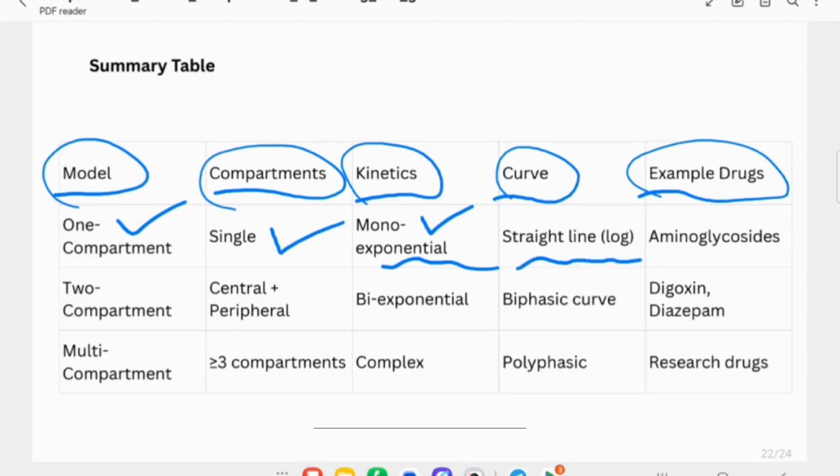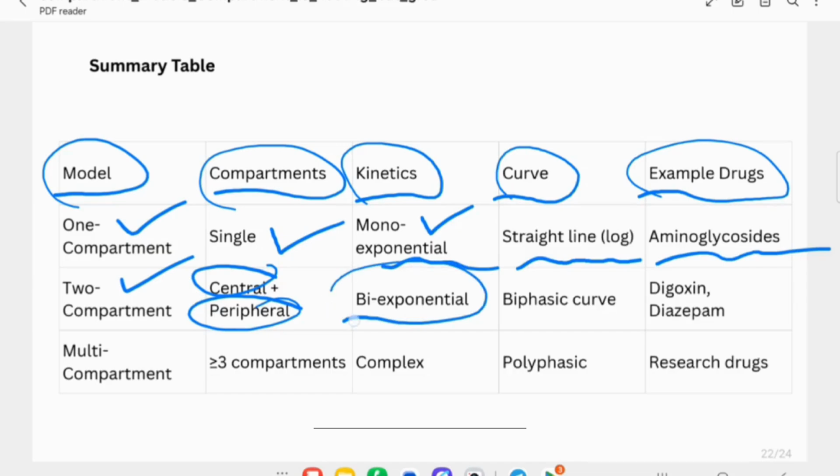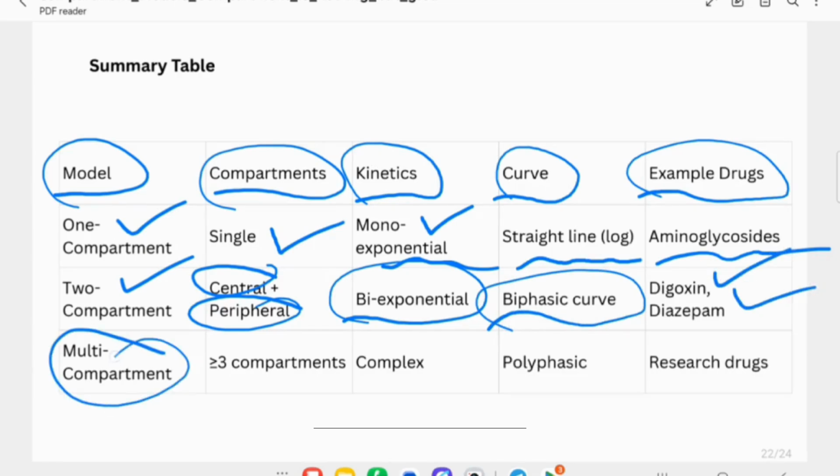And the two compartment model has two compartments, the central compartment and the peripheral compartment. The kinetics is bi-exponential, and here we get a biphasic curve. It is used for the drugs digoxin and diazepam. And for the multi-compartment model, we will see it in the next video.